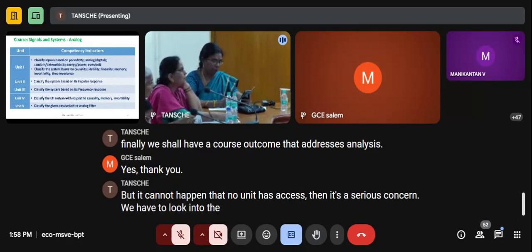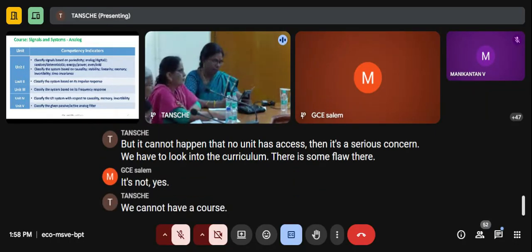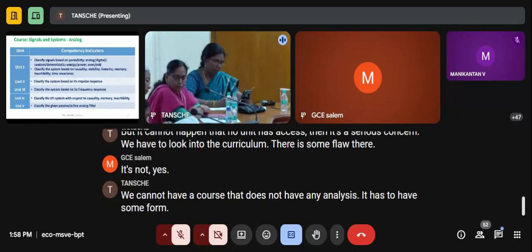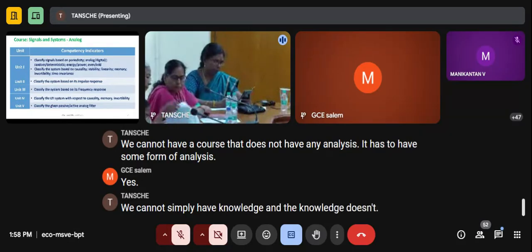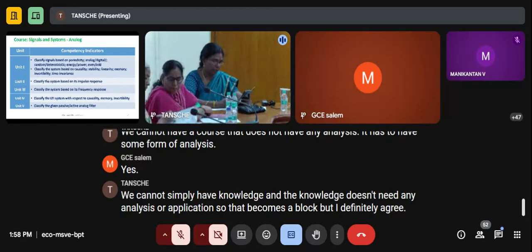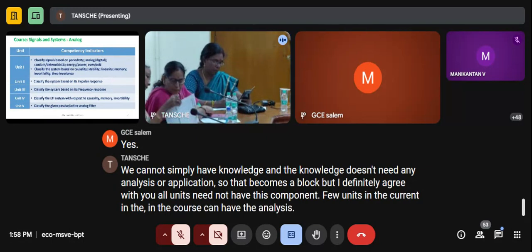We have to look into the curriculum. There is some flaw there. Yes, ma'am. We cannot have a course that does not have any analysis. It has to have some form of analysis. We cannot simply have knowledge and the knowledge doesn't need any analysis or application. So that becomes a flaw, but I definitely agree with you. All units need not have this component. Few units in the course can have the analysis component.